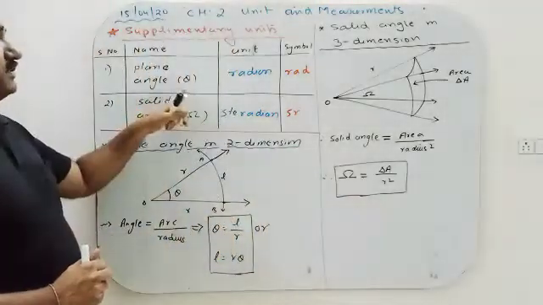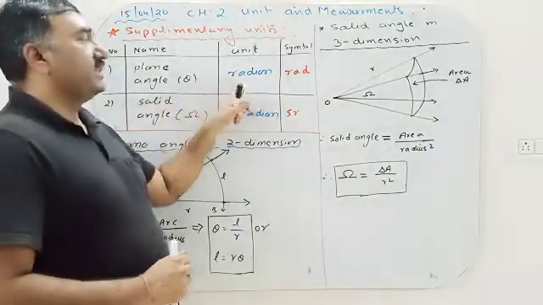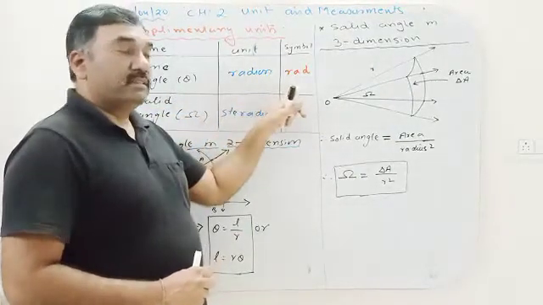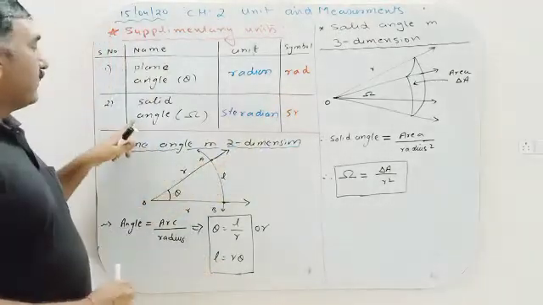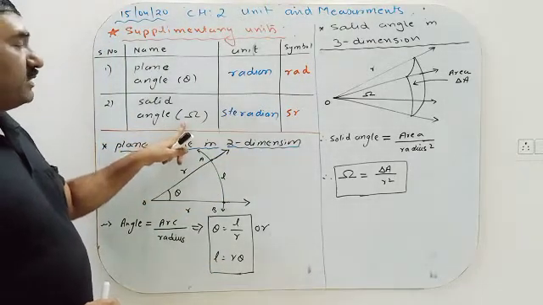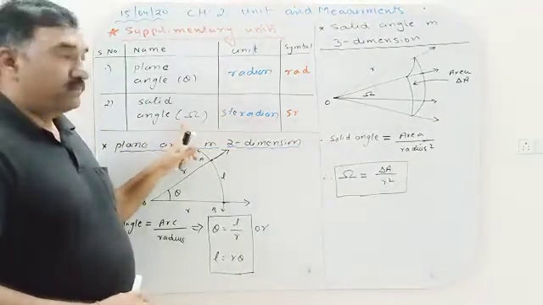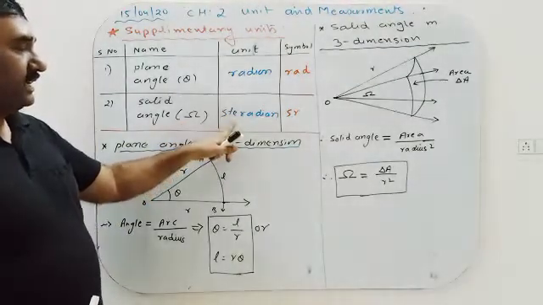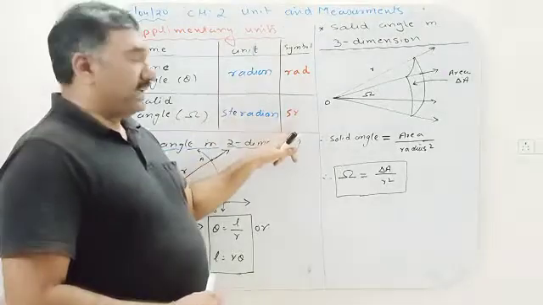So plane angle is represented by theta, and its unit is radian, and its symbol is rad. And for 3 dimensions we use solid angle. Solid angle is represented by the symbol omega, and its unit is steradian. Steradian is represented by sr.